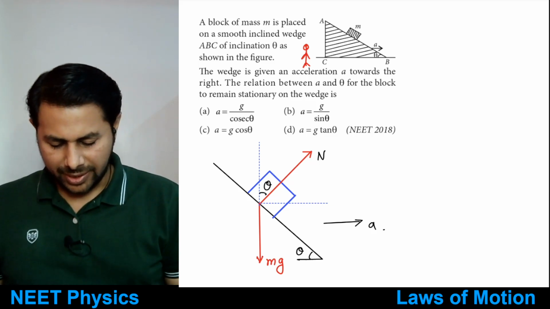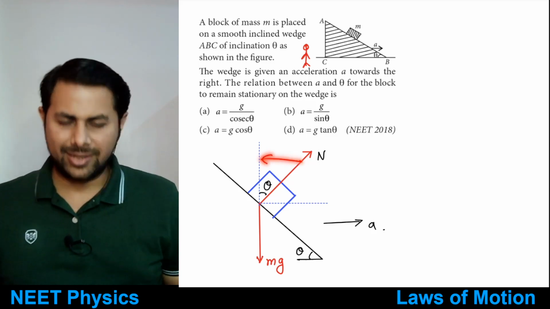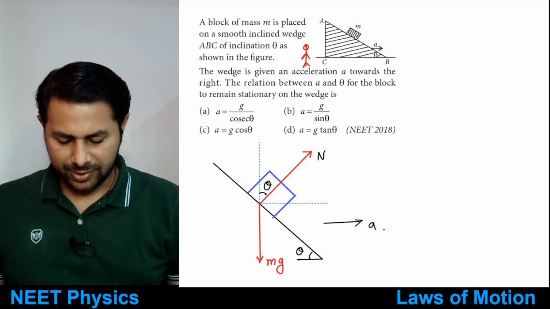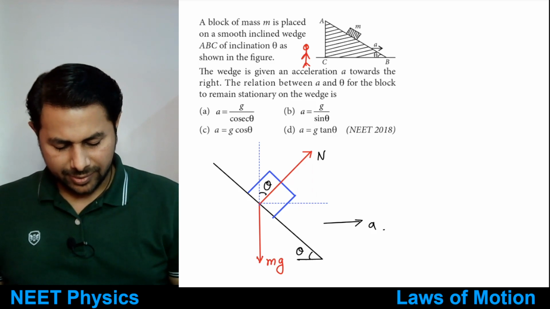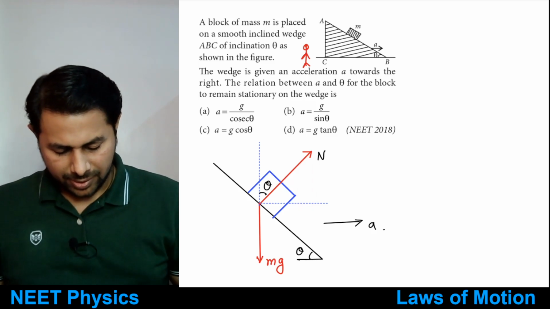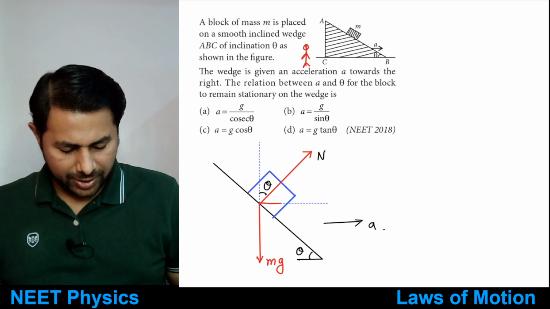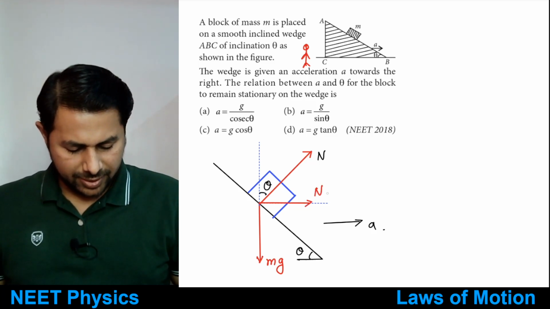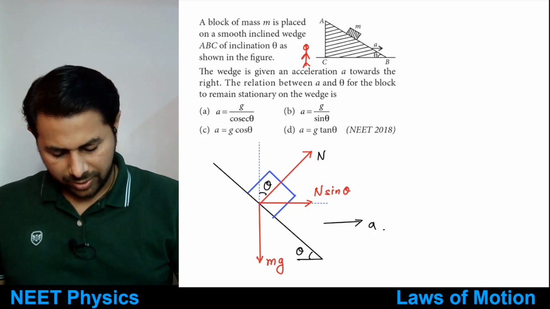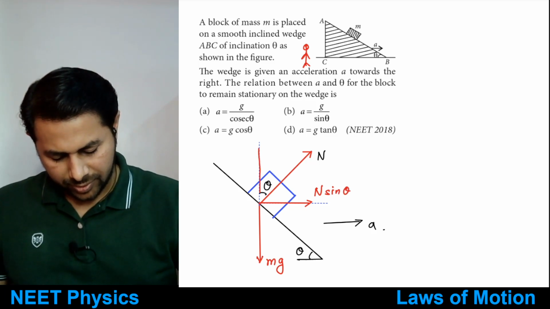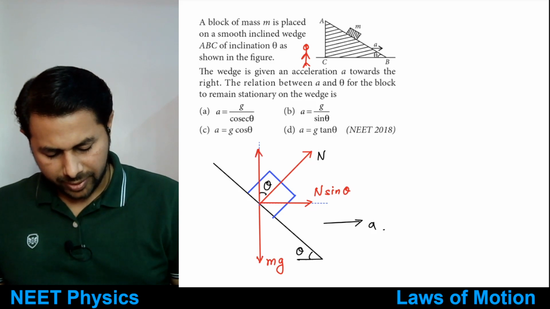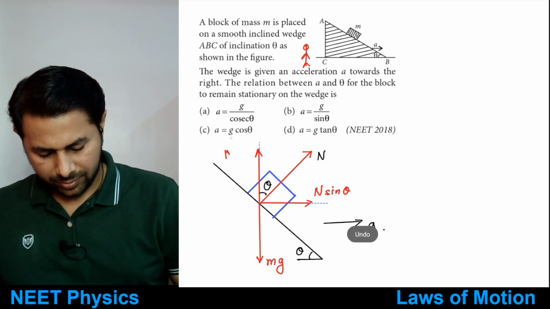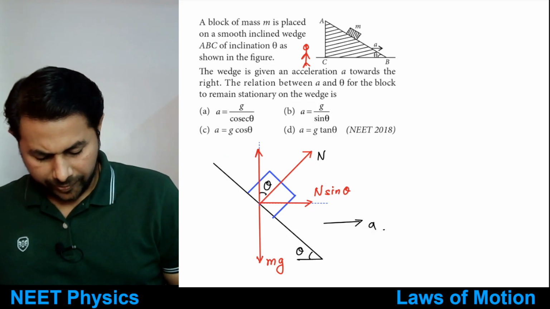And now let's resolve N. The component through the angle is the cos component, the component away from the angle is the sine component. So resolve N along two components. You get this component, which is N sine theta, and you get this component, which is N cos theta.